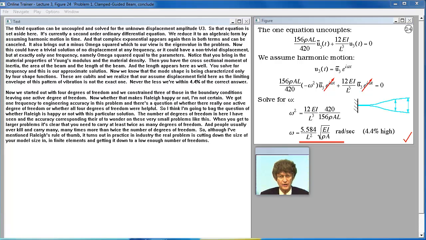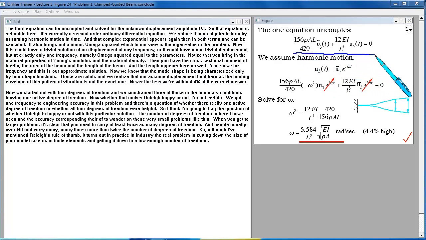The third equation can be uncoupled and solved for the unknown displacement amplitude U3. So that equation is set aside here. It's currently a second order ordinary differential equation. We reduce it to an algebraic form by assuming harmonic motion in time, and that complex exponential appears again then in both terms and can be canceled. It also brings out a minus omega squared, which to our view is the eigenvalue in the problem.